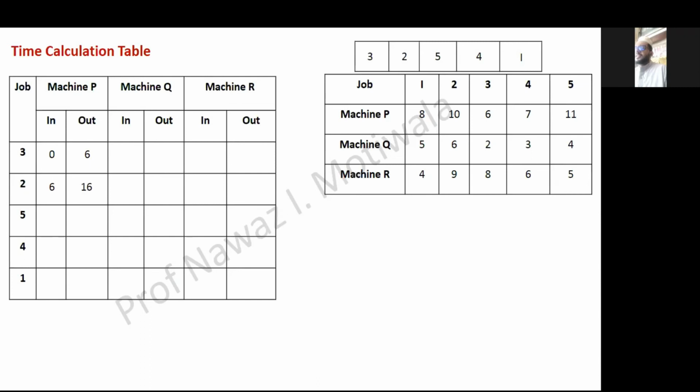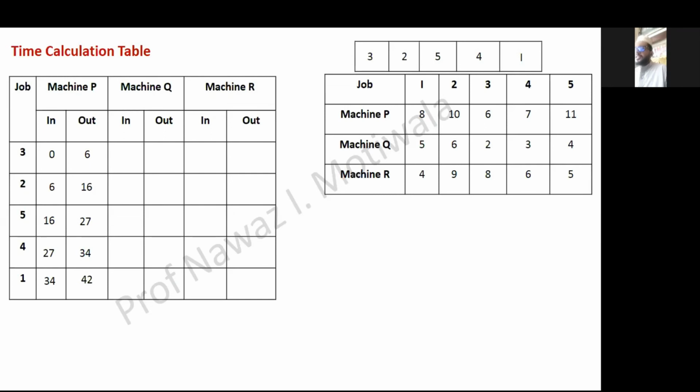Then the 16 out time will become the in time for job 5. And job 5 requires 11 hours of processing, so 16 plus 11 will give me 27. This will now become the in time for the next job, and 27 plus 7 I will get 34. 34 will become the in time for the next job. And 34 plus the first job requires 8 hours, so 34 plus 8 I will get 42. So this completes my total processing time of machine P.